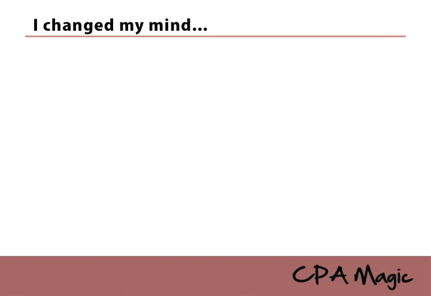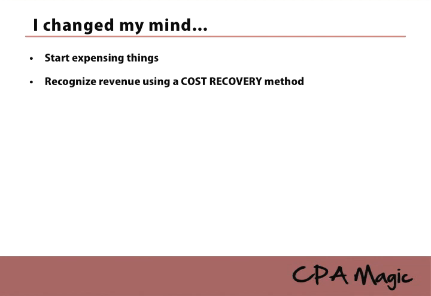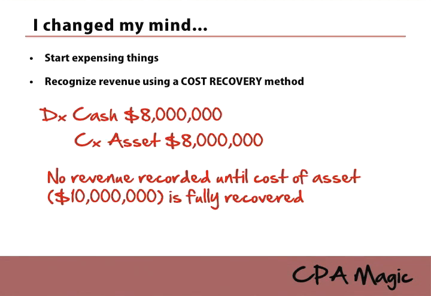Well, first off, you're going to start expensing things because you've been capitalizing all the costs up until now. Now, if you suddenly have selling expenses, marketing expenses, these are things that you're going to need to start expensing, and you're going to recognize revenue using a cost recovery method. So if Apple has a capitalized software cost of $10 million related to this database they were creating for Siri, and they license it to the United Nations for $8 million. You are going to debit cash $8 million, credit asset $8 million. You will not record any revenue.